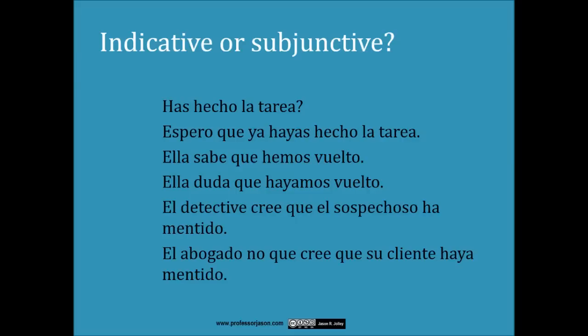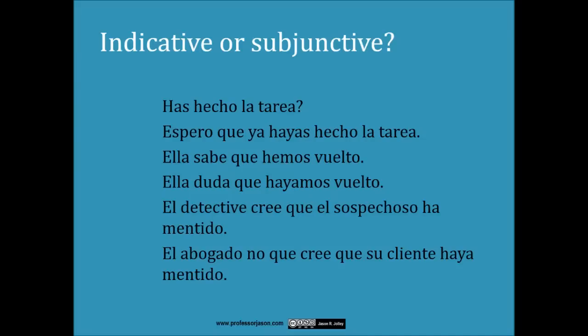So just a little quick exercise to see if that registered with you, right? Would these sentences be indicative or subjunctive? And perhaps you can cheat by noticing the forms, but have you done your homework? ¿Has hecho la tarea? You've done the homework. I hope that you have done the homework. Espero que ya hayas hecho la tarea already.